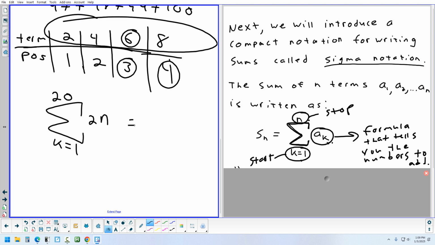So if you were to write this whole thing, I guess we can write it out. Let's go through what this means. Take the number 1, plug it in for n. What's 2 times 1? 2. That gives you the very first term. Now we go to the next number. Next number up from 1 is a 2. Plug in a 2. What's 2 times 2?